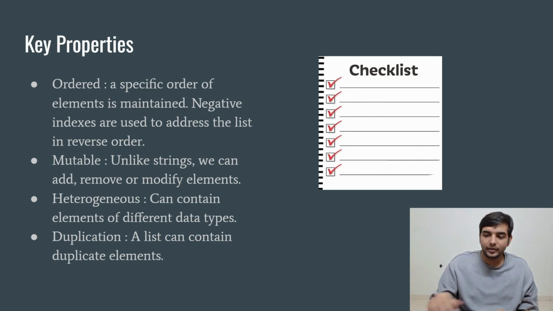So ordered means that it runs with an index, as I've written here. Negative indexes are used to address the list in reverse order, which we saw practically just now. Mutable, which means that we can remove or add elements to the list instead of only changing them, which we saw in strings in the last video.